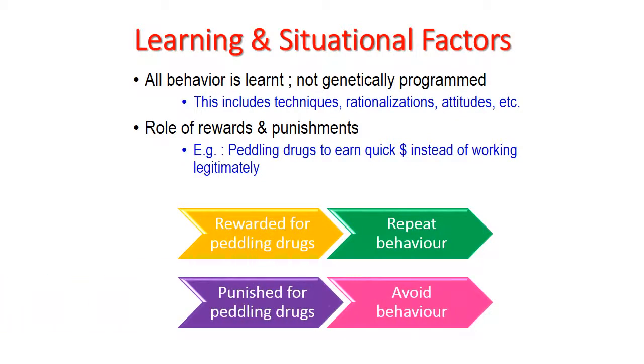On the other hand, if the person who is peddling the drugs is caught very quickly and punished severely, he is likely to avoid the behavior in the future because the costs of this behavior far outweigh the benefits. Somebody who is watching is also unlikely to repeat this action because he or she realizes that he's quickly going to be punished, and again the costs outweigh the benefits of the behavior.